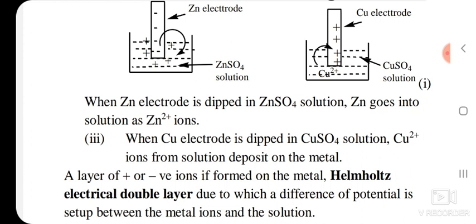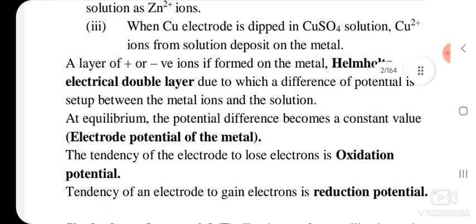A layer of positive or negative ions is formed on the metal, the Helmholtz electrical double layer, due to which a difference of potential is set up between the metal ions and the solution. At equilibrium, the potential difference becomes a constant value: the electrode potential of the metal.